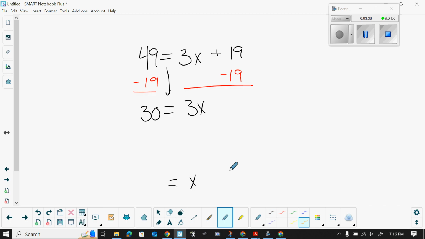And then we're going to divide both sides by 3 to get rid of that 3. That's with the x. That's the last thing that's left. This causes the 3's to cancel, leaving you with 1x. On the other side, 30 divided by 3 is 10.